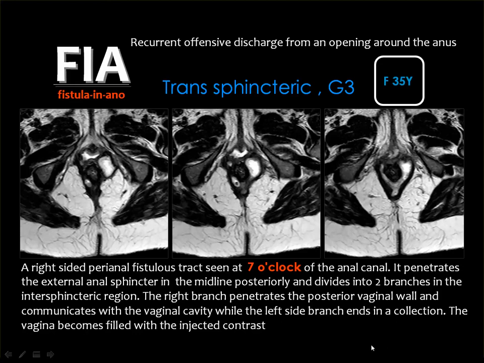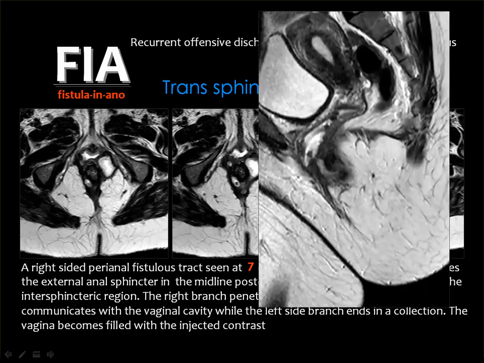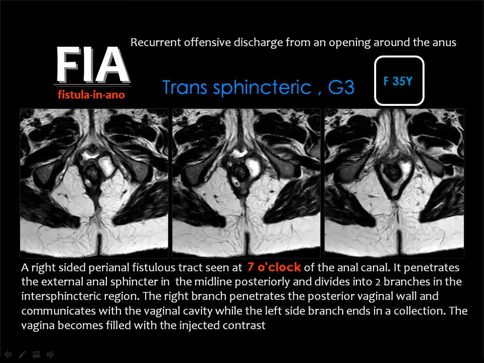Then, if you follow the tract on the right side, you will see that this is the vagina, and you will see some connection between the tract and the vagina. Actually, look at the beautiful sagittal image. This is the fistula tract, and this is the vagina, and here you can see the very subtle connection between both. Then the right branch has connected to the vagina, and the left one has ended in this collection.